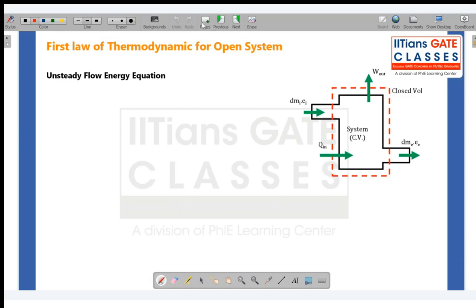So again, like we started with the steady flow energy equation, we will start with the first law of thermodynamics. What is the first law of thermodynamics? Quickly. Energy conservation, that means energy in is equal to energy out plus change in energy stored in the system. In steady flow, we took it as zero, but this time we cannot, because it is not zero.